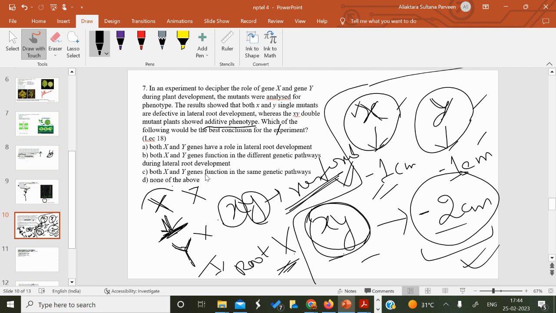So as I mentioned, here they are working in a different genetic pathway, that's why you're seeing the additive phenotype. Okay, so option B is the correct answer here. And if they were in the same genetic pathway, you wouldn't have seen any additive phenotype. Instead, the original phenotype which was there would either have been restored, or it would have shown the same phenotype in the presence of both the mutants.